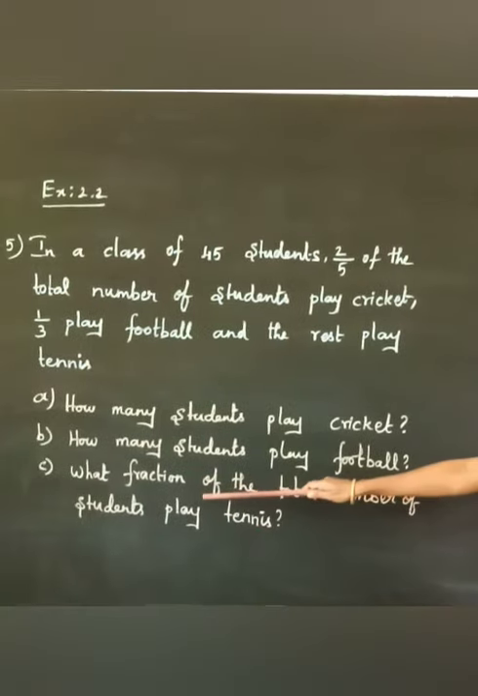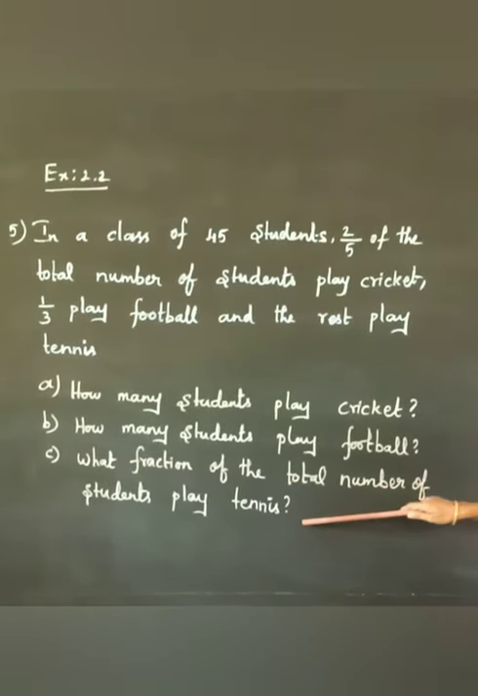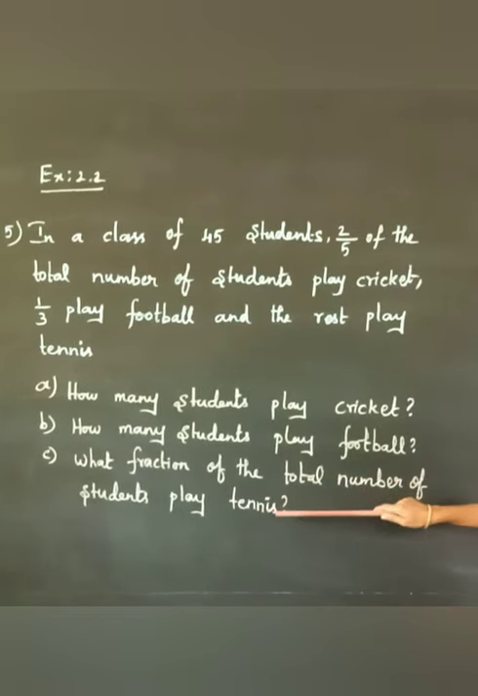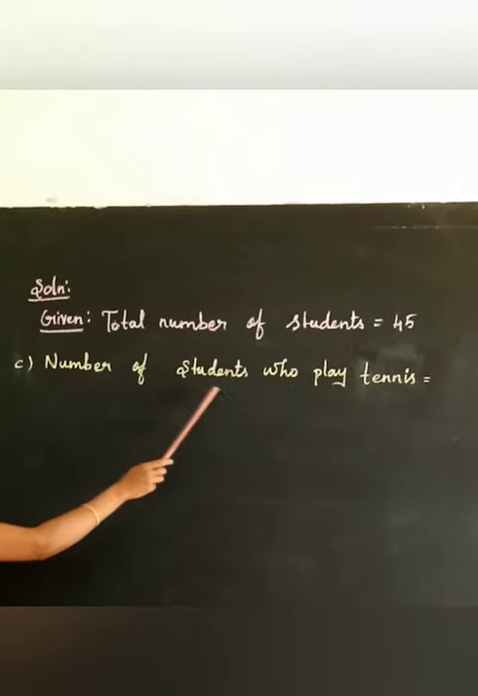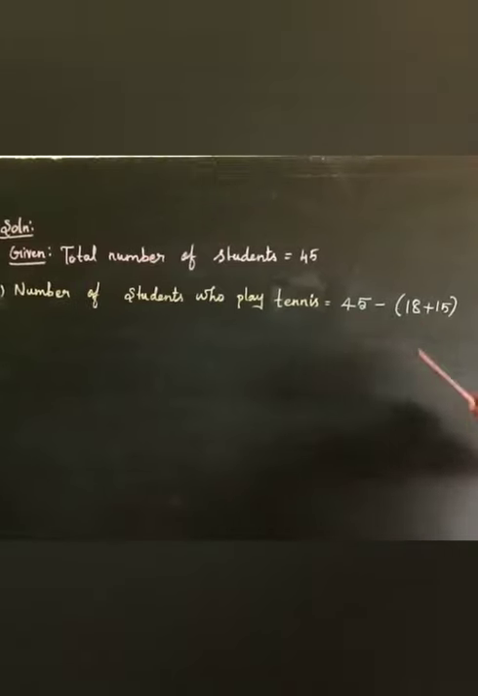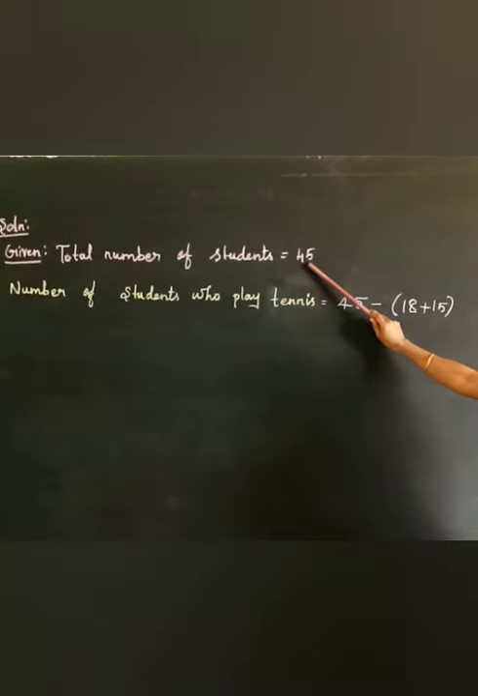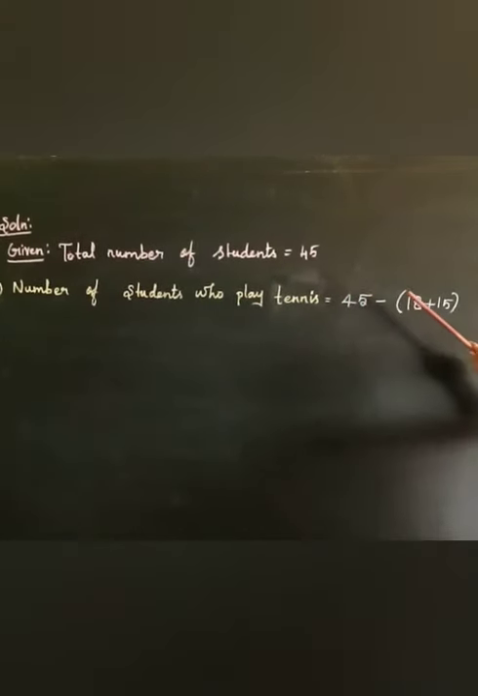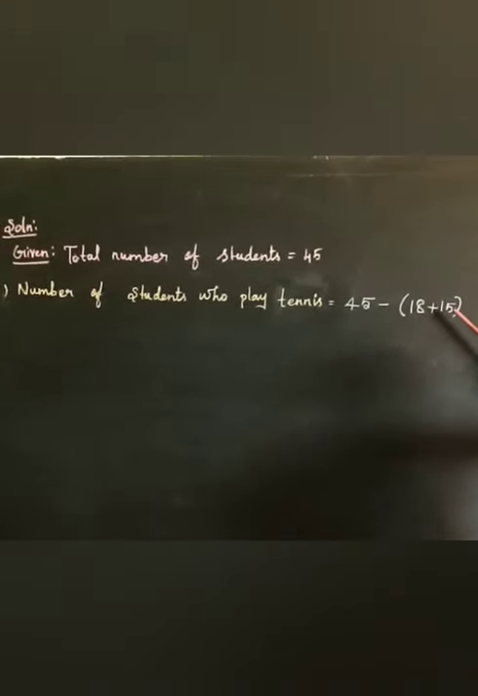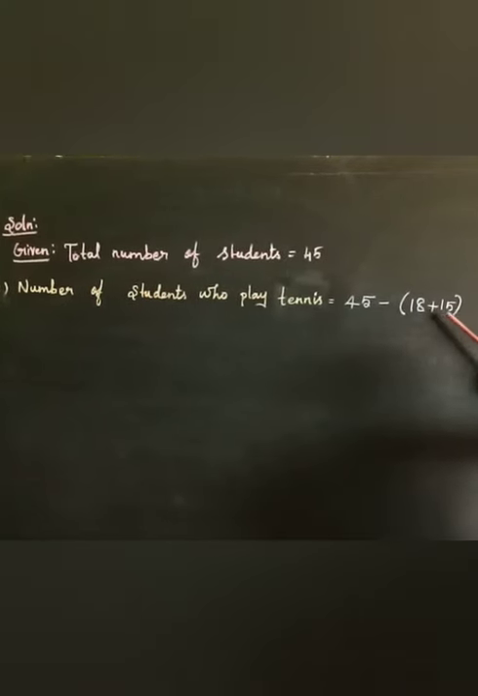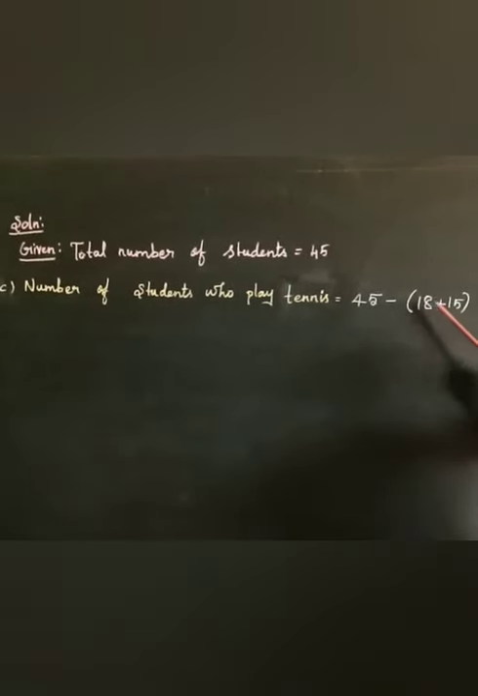Option C: what fraction of the total number of students play tennis? We have to find the number of students who play tennis. How do you find the answer? The total number of students in this class is 45. We have to find how many students have played cricket: 18 students. How many students have played football: 15 students. So we add cricket and football, and then subtract from 45.